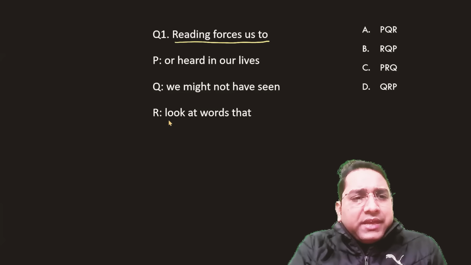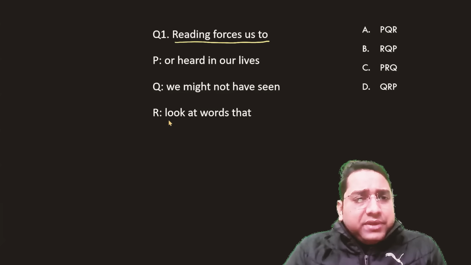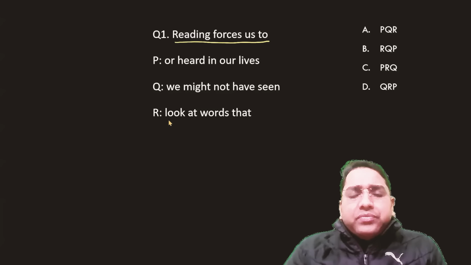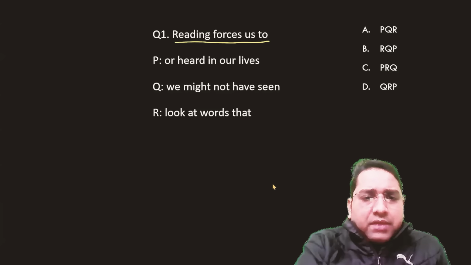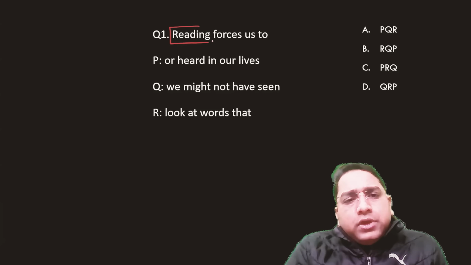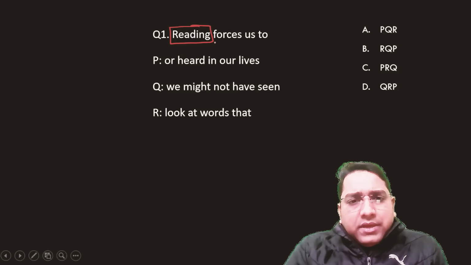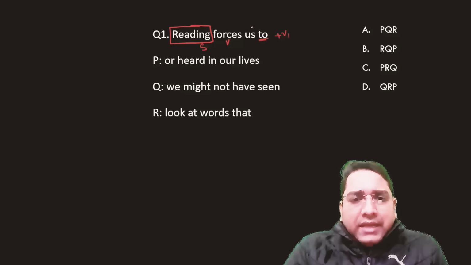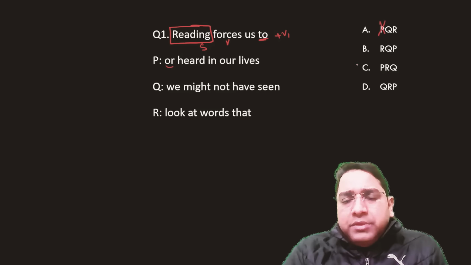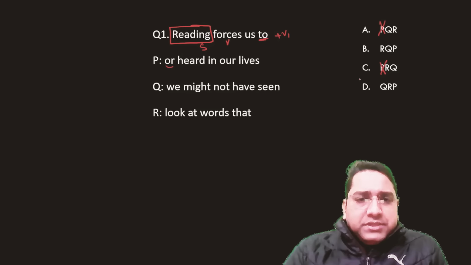PQR, RQP, I'm getting various options. Puneet is answering PQR. Then Varsha, RQP. So we have different options. Let's apply the approach. What we are talking about here is reading, which is already given, so you do not have to worry about that. This is the subject and this is the verb, right? Reading forces us to. "To" is given, so after "to", only the first form of the verb is used. So "or" cannot be used after "to". That means P cannot be the starting letter. So we can rule out two options, right?